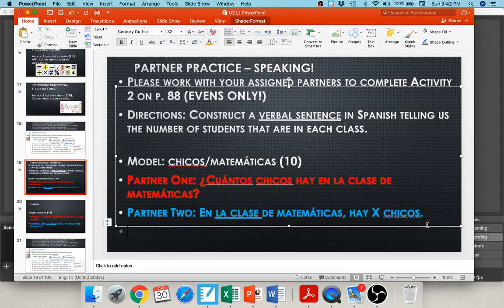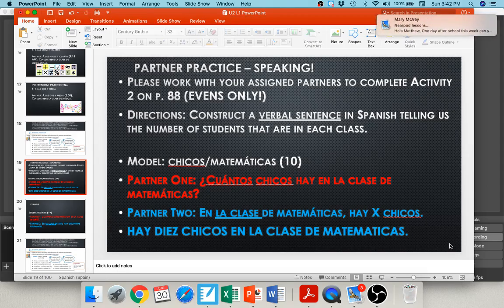So for example, hay 10 chicos en la clase de matemáticas. Now, notice, I've also written it for you another way here. So I said, en la clase de matemáticas, hay 10 chicos. You can also do it that way. It's personal preference. Some students find the first option here to be easier, and others like the second. It doesn't matter. So, en la clase de matemáticas, in the class of math, hay 10 chicos, or hay 10 chicos en la clase de matemáticas. You can switch it either way.